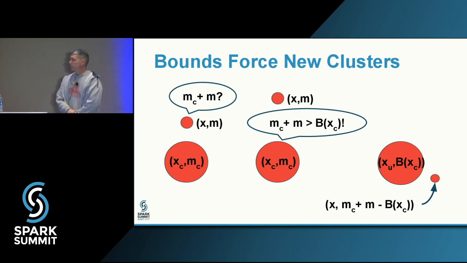So these bounds can force new clusters to be created. Suppose you have an incoming observation and it's saying, hey, can I merge with you? And the cluster basically says, well, if I do, I'll be over my bound. And so, it basically takes as much mass as it can up to its bound, and then the remainder is sent to a new cluster that's being stored under the hood.